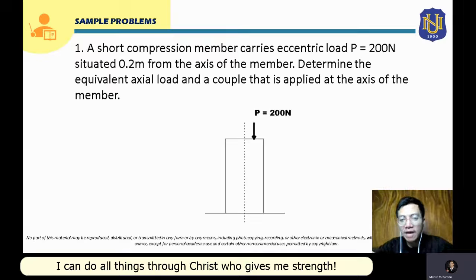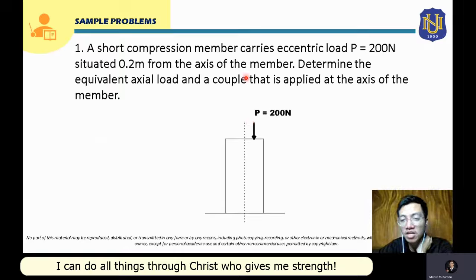So the problem here is that our force P, the eccentric load, is not applied at the axis of this member. This is a compression member, so the load is not applied at the center or the axis of the member. It is situated 0.2 meter from the center or from the axis of this member.